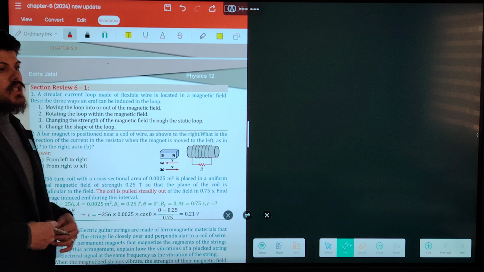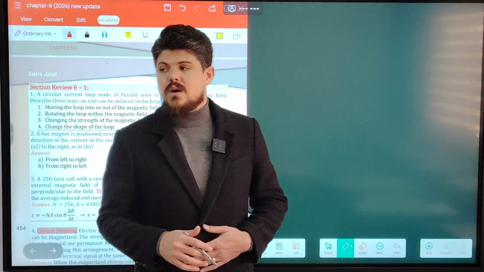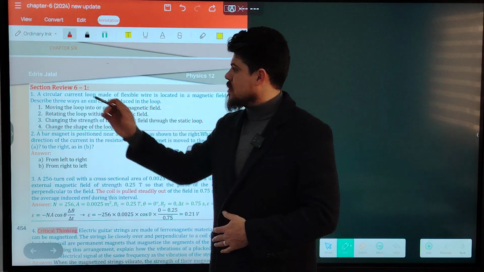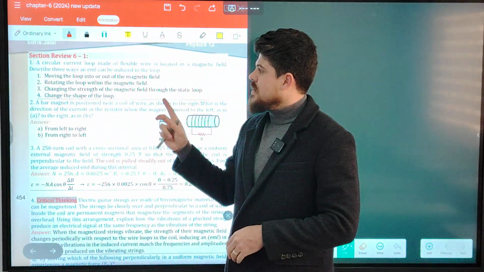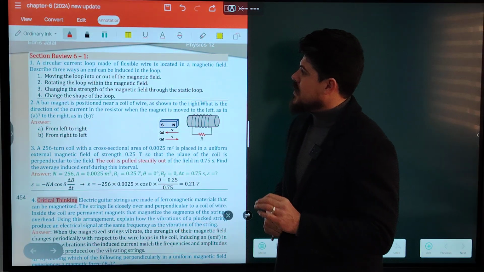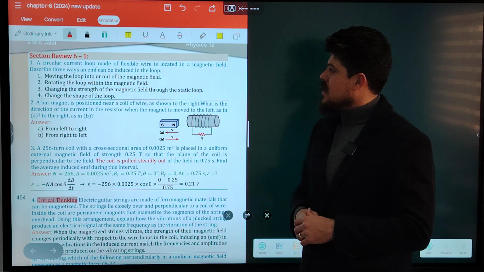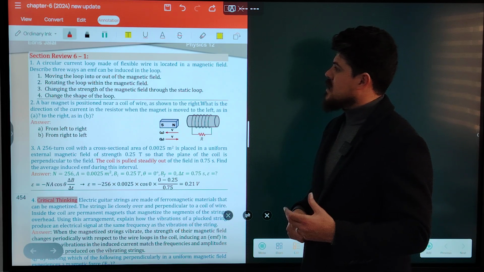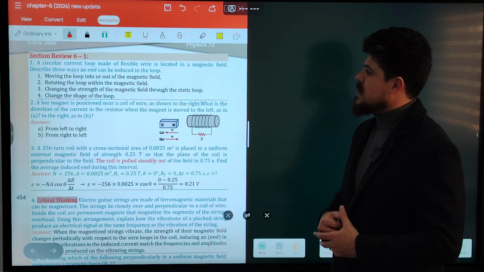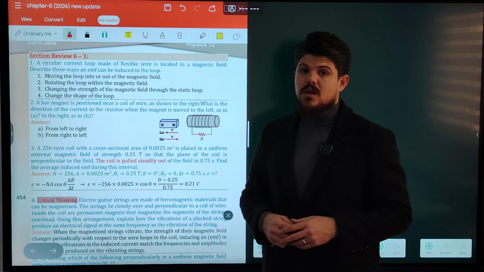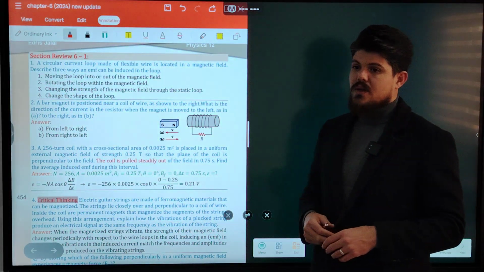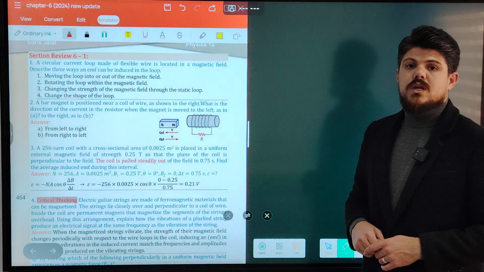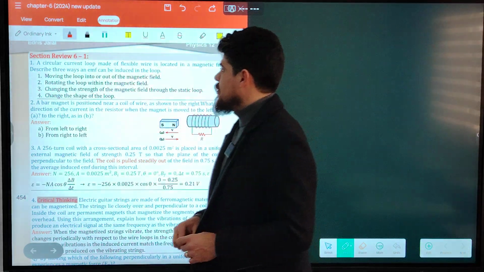Guys, we finished section 1 in chapter 6. Now we are going to solve questions of the section review, section 1 in chapter 6. Question 1: A circular current loop made of flexible wire is located in a magnetic field. Describe 3 ways an EMF can be induced in the loop. If you have a flexible wire in a magnetic field, in how many ways can we induce current in this coil?